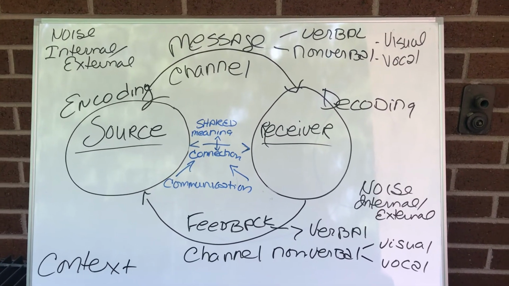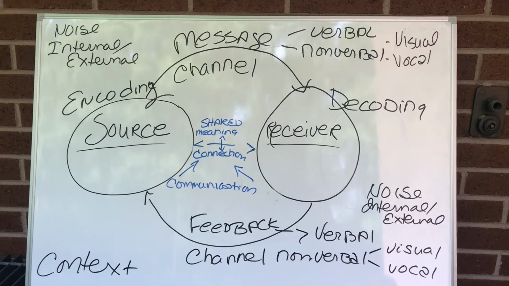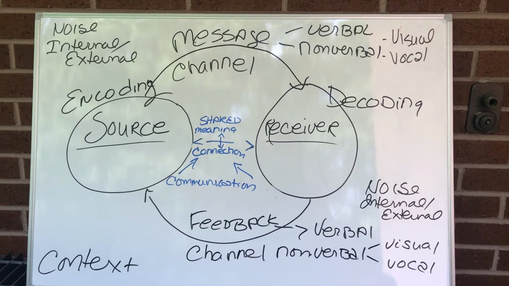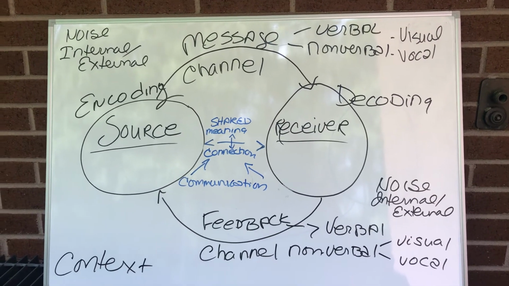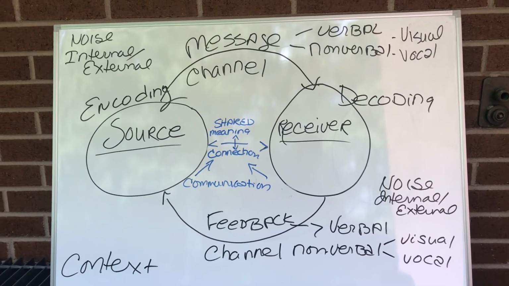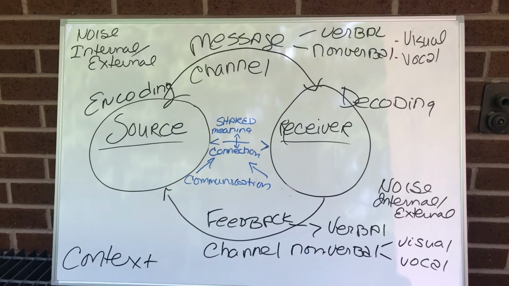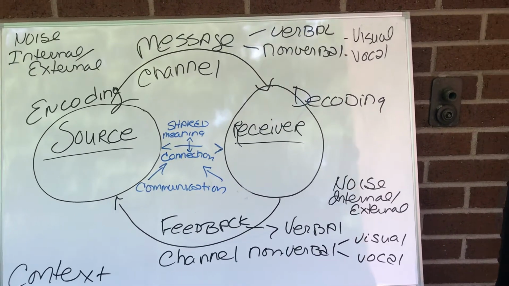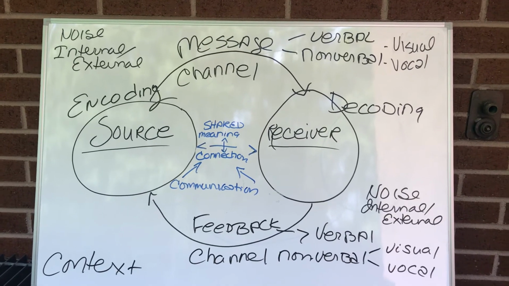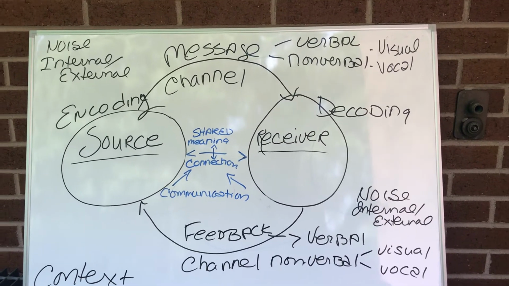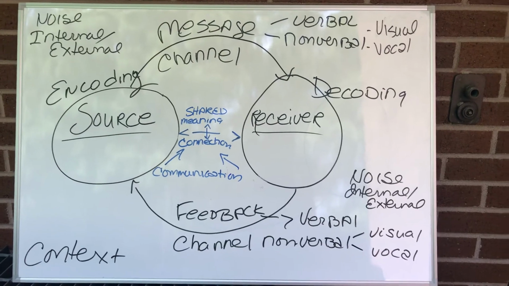This model could also be used for written communication as well. The source would be the writer, and the receiver would be the reader. But I will talk more about this as the semester continues. This is very basic. And right below us, you are going to see the link to the proper interpersonal communication model. Thank you so much for listening.